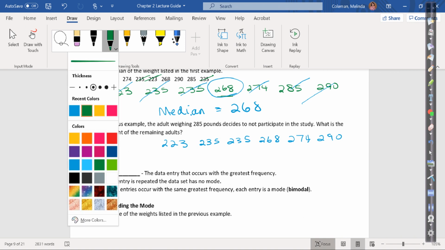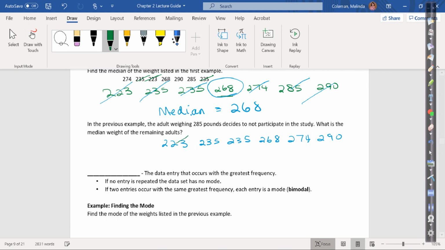So if we do the same thing that we did before, this value and this value would cancel out. The next two would cancel out. And lo and behold, you're left with 2 in the middle. If you're left with the 2 in the middle, we do have to average these two. So 235 plus 268 divided by 2.